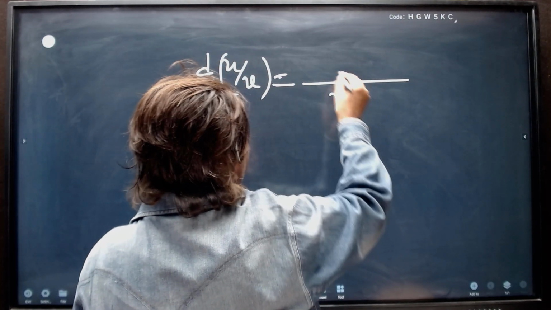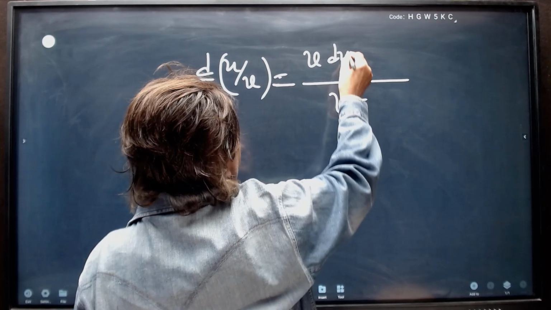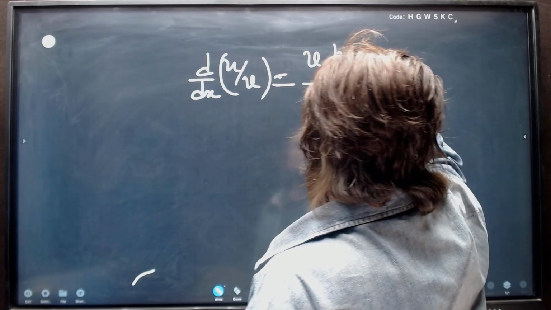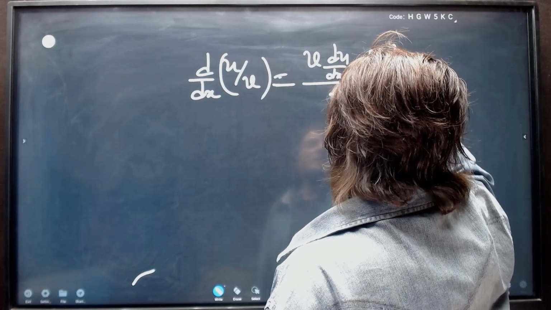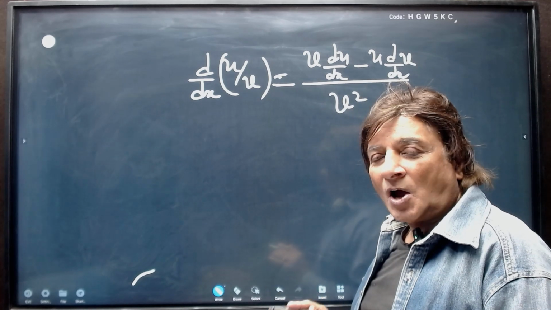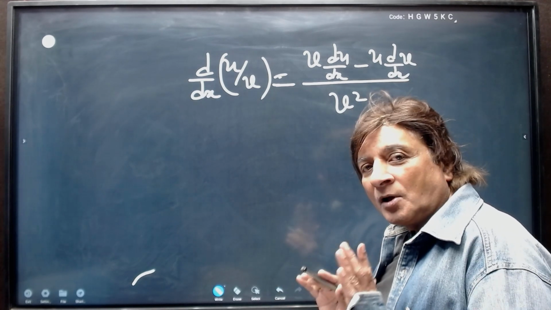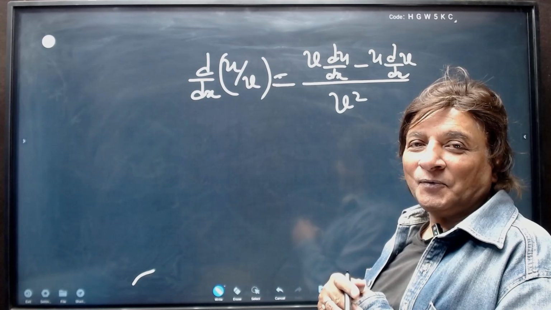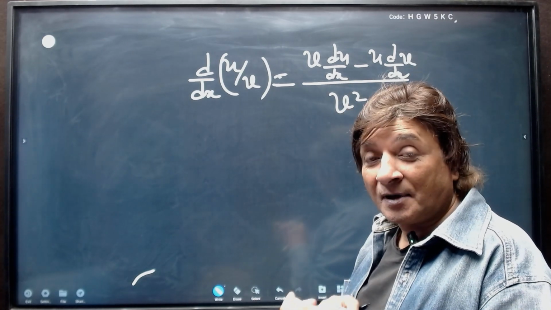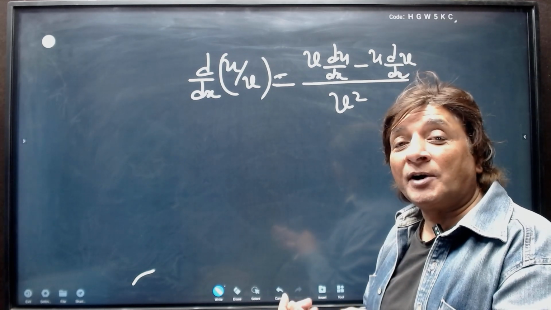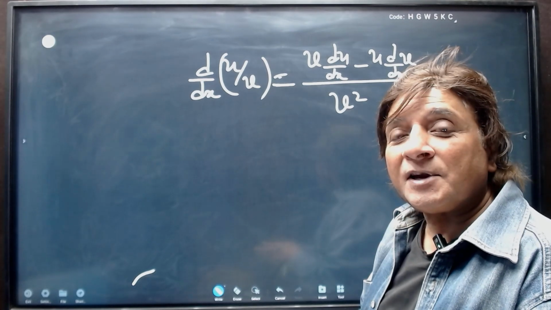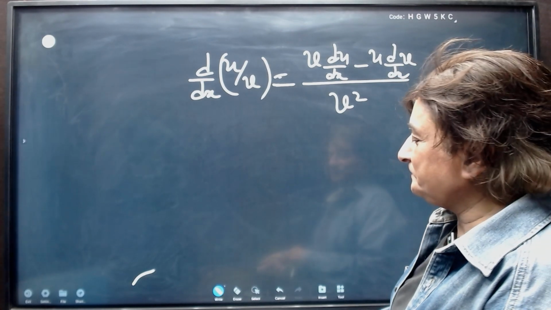take denominator v square, v as it is, d/dx of u minus u as it is, d/dx of v. This is how you get a result which we will be using in physics many times. Well, to make you understand this result, I'll like to take one simple question.